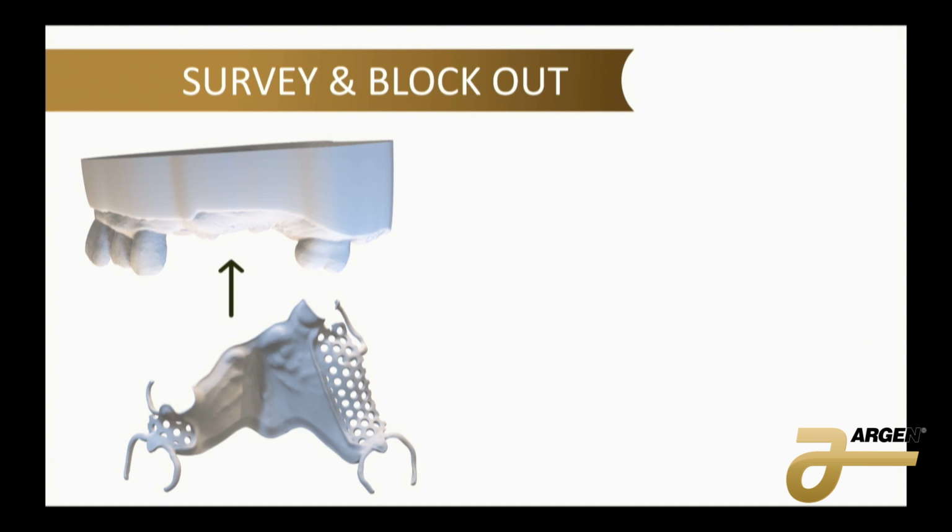The survey and blockout is your number one most important step when you're making a partial. You are now determining where your undercuts are for clasps. If we have an undercut on the mesial of the tooth, our clasp approach is different. Our rest approach is different. The whole framework depends on where these undercuts are located and how we approach them.